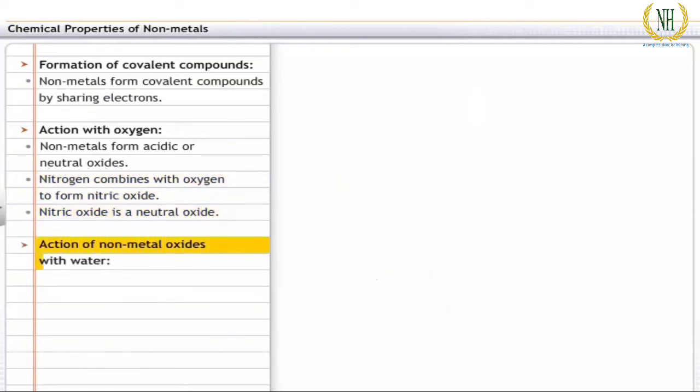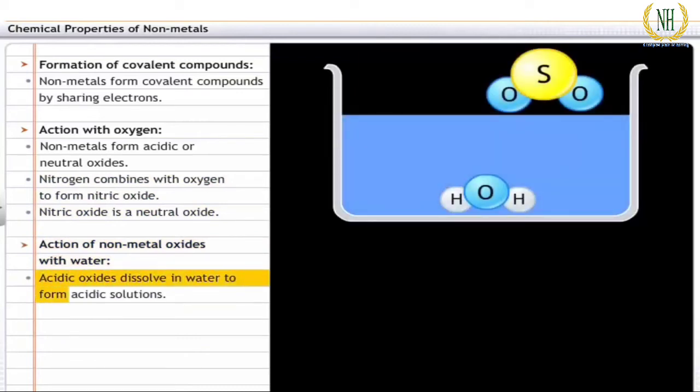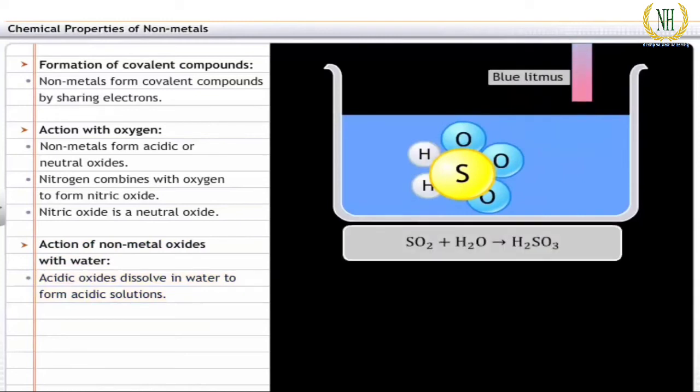Action of non-metal oxides with water. Acidic oxides dissolve in water to form acidic solutions. For example, sulfur dioxide reacts with water to form sulfurous acid.